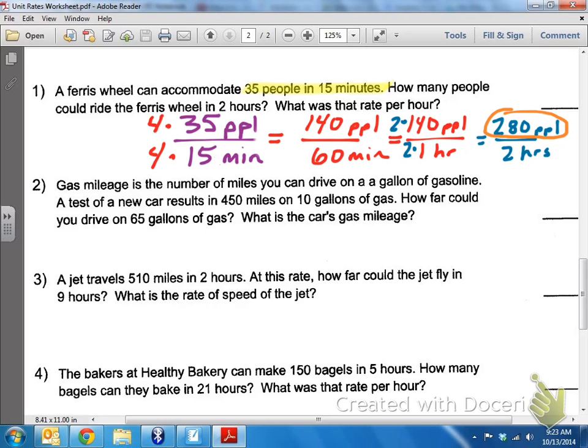And what was the rate per hour? We can look at that and say, well, it's the unit rate that we found, 140 people per 1 hour.